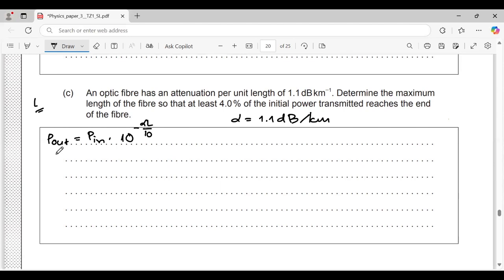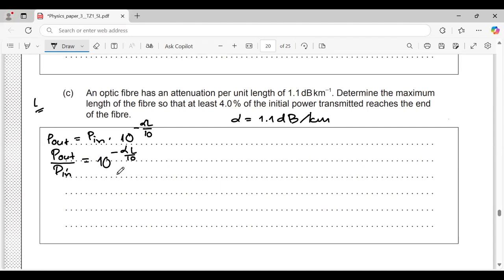Now I would like to rearrange this equation so it becomes: P out over P in equals 10 to the power of minus alpha L over 10.